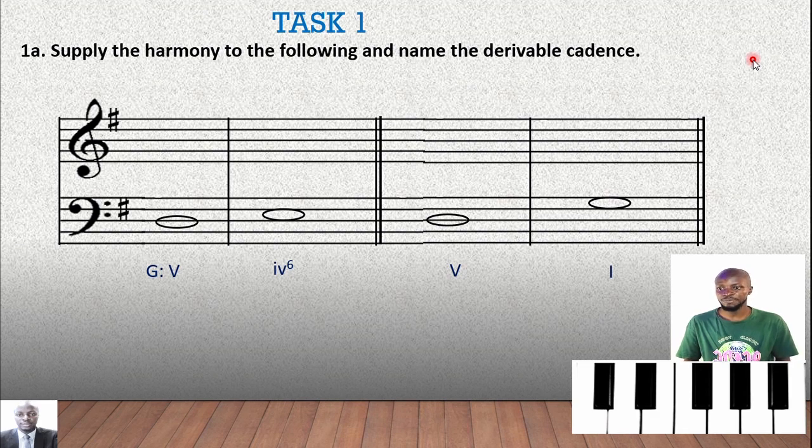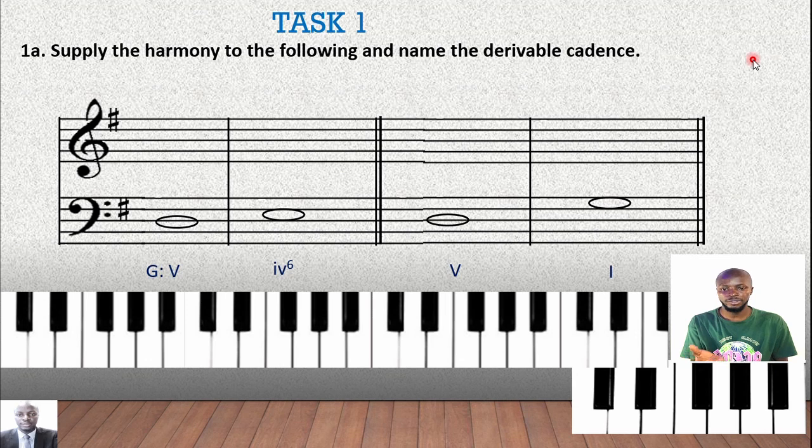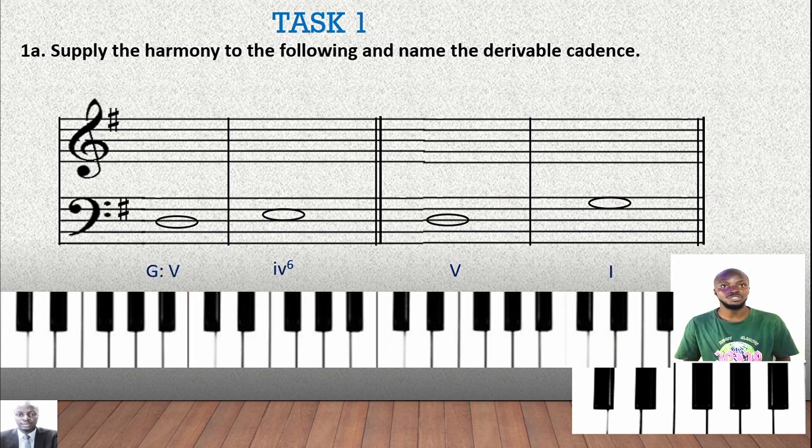So the question says, supply the harmony to the following and name the derivable cadence. And of course, the very first one, chord 5 to 4. What kind of cadence is that? We're on G major. And the next one, chord 5 to 1. What kind of cadence is that? So we are to supply the harmony to the soprano, alto, and tenor. And at the end of the day, we are to name the kind of cadence we can derive from them, right?